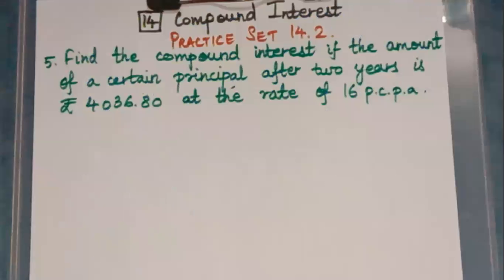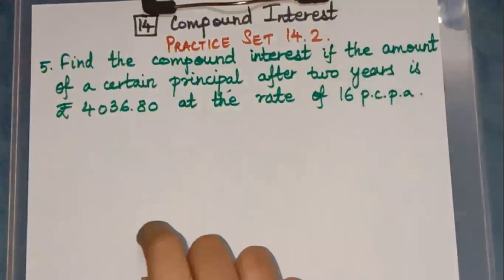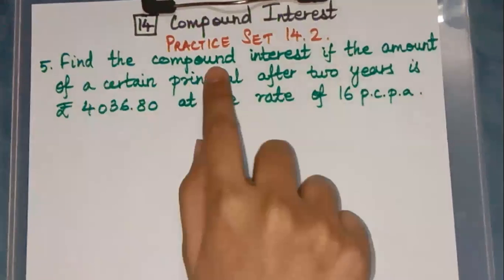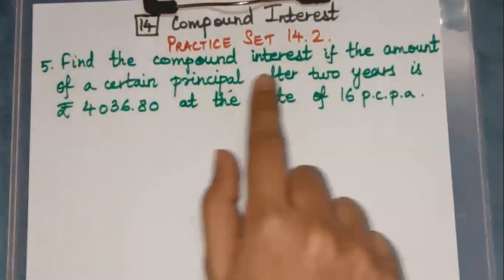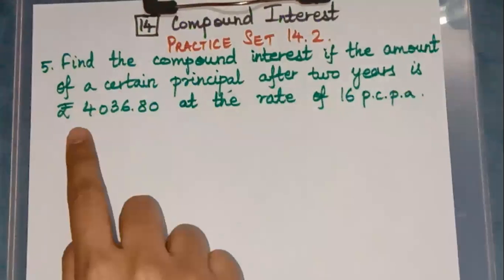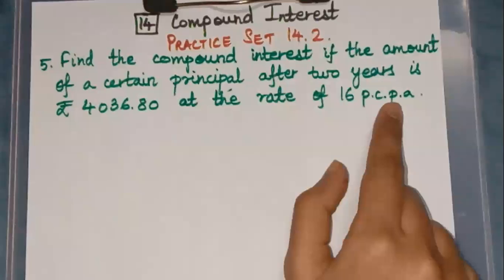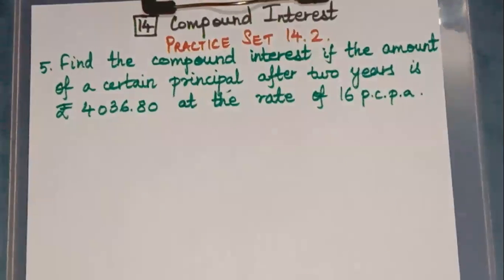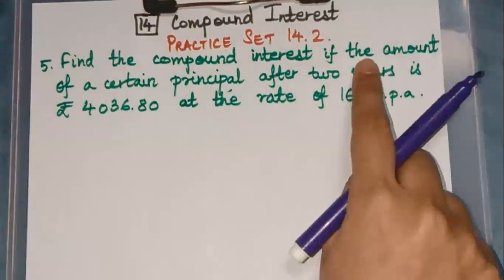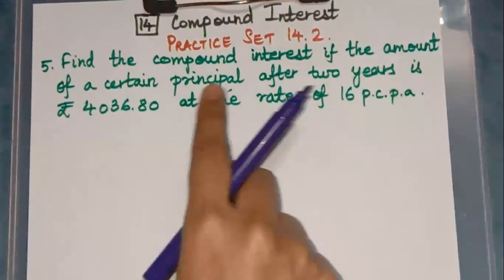So here girls, as you can see, I have written the 5th sum, which says find the compound interest if the amount of a certain principal after 2 years is rupees 4,036.80 at the rate of 16 PCPA. Now girls, you might have noticed a change over here, that the question has given the amount of a certain principal.